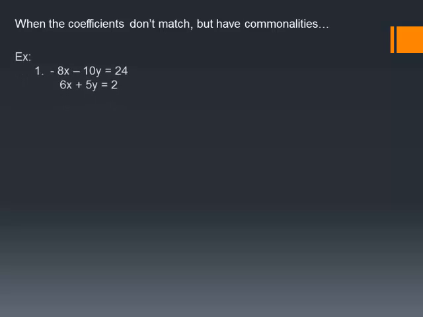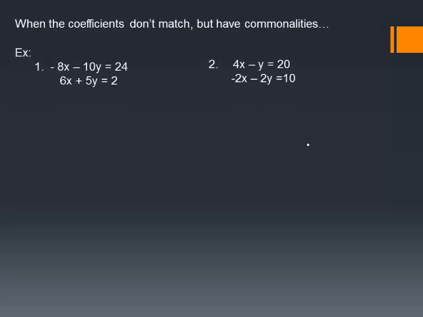Okay, when the coefficients don't match but have things in common, we'll have two examples of this. If I look at this, I have an 8 and a 6 and a 10 and a 5. Nothing's going to cancel the way it is. This is when we have to use elimination, which is going to have addition and multiplication.